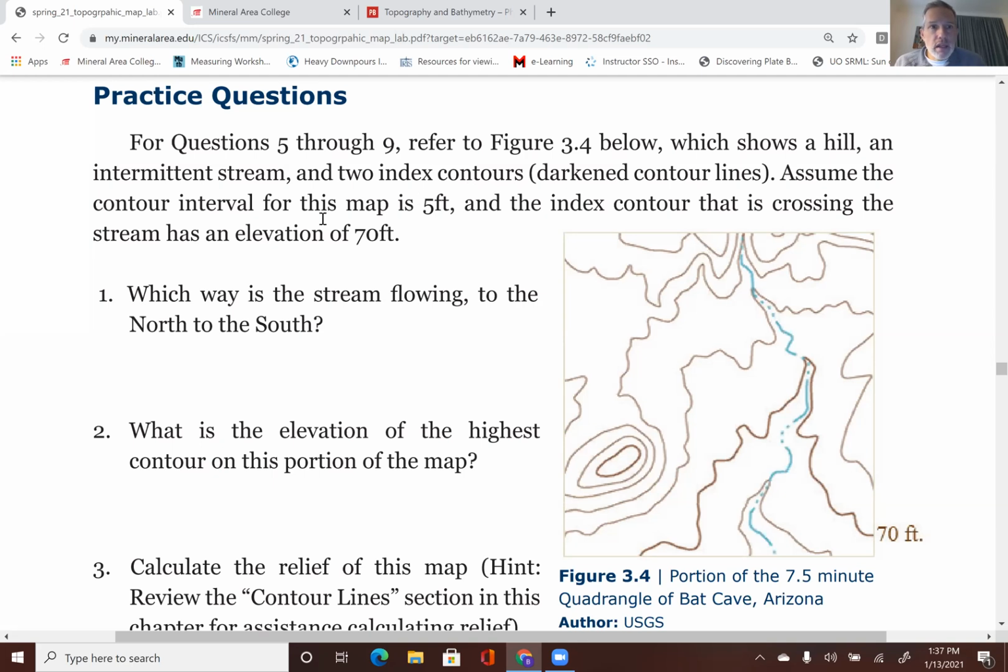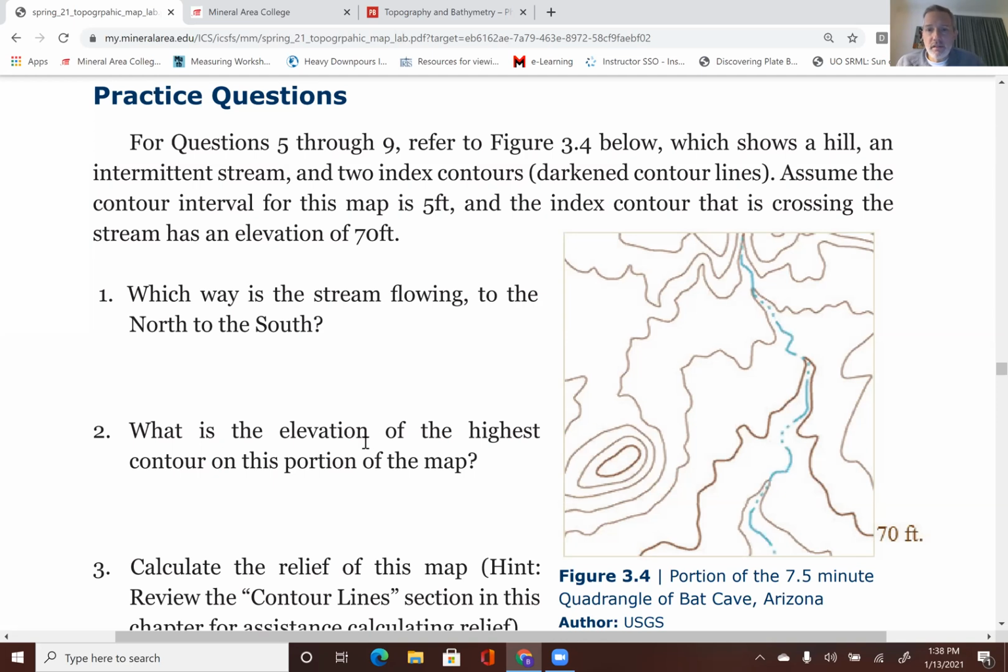Now, the contour interval on this map is 70 feet. So this line right here is 70 feet, which means that this line right here would be 75. The V always points uphill. So if you had an elevation of 75 and an elevation of 70, we know that the water would flow from the 75 to the 70. And so in this case, the water would be flowing south.